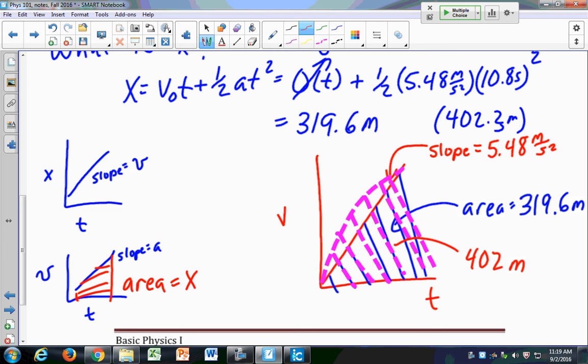Okie dokie? We're going to do some more problems, but I like this one because the graphing is important. This whole part about the area being the displacement of a v versus t. The slope is the velocity of an x versus t. And the slope of a v versus t is the acceleration.